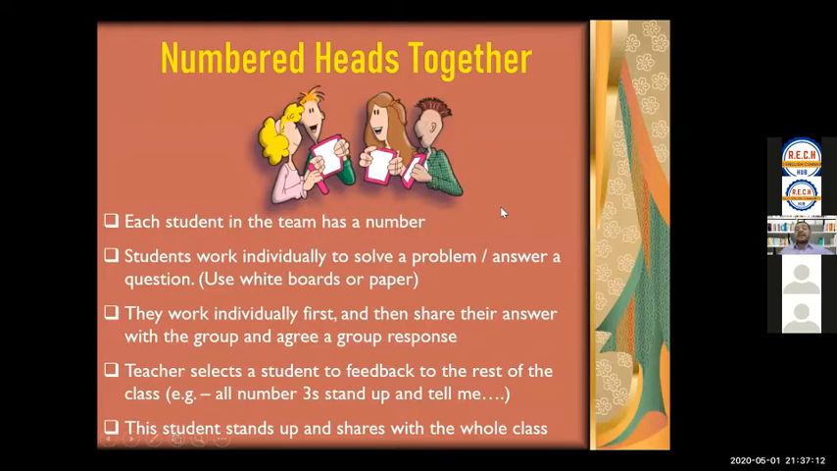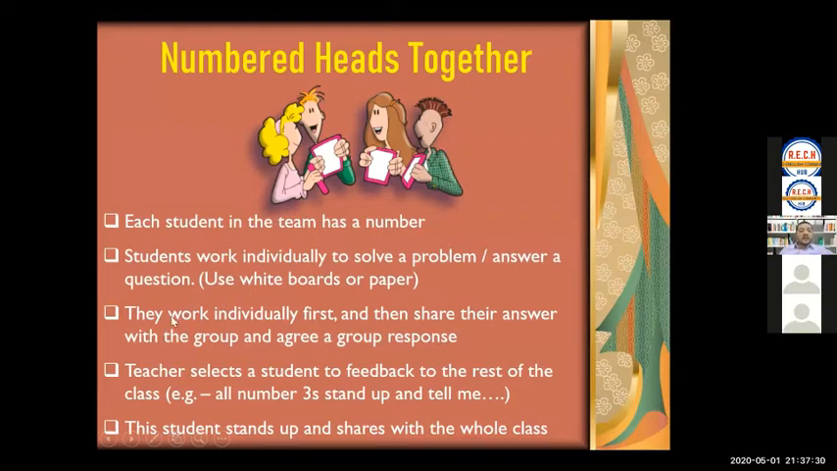It doesn't matter. Then, after they finish working individually, how much time do we have left? 1 minute and a half. I can wrap up. Okay.